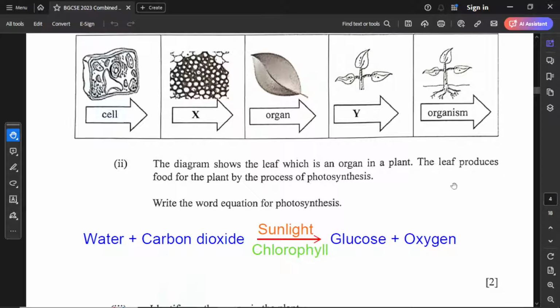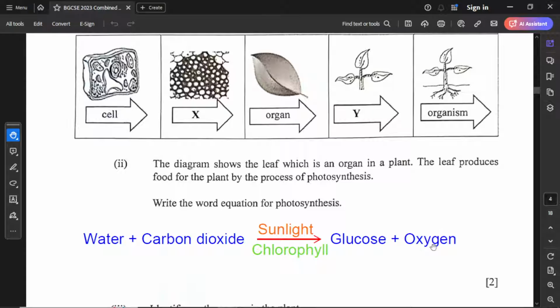It's that the leaf produces food for the plant by the process of photosynthesis. Write the word equation for photosynthesis, and the word equation is water plus carbon dioxide. Actually, you could have carbon dioxide plus water, doesn't matter, once they are the reactants. So water combined with carbon dioxide in the presence of sunlight, light will be absorbed by chlorophyll, and then we have glucose and oxygen being the products.